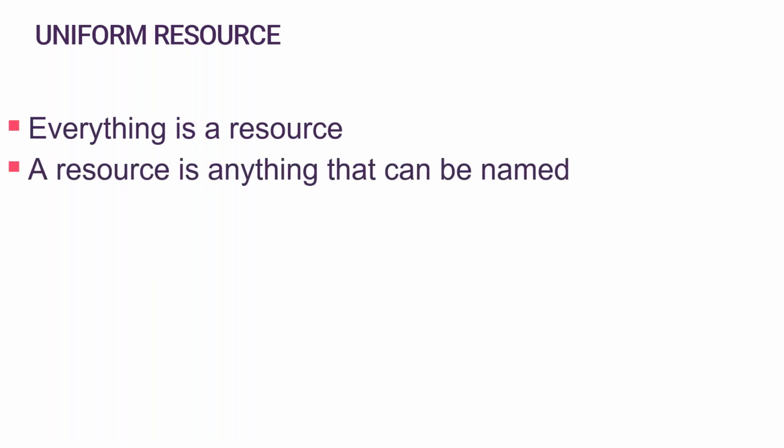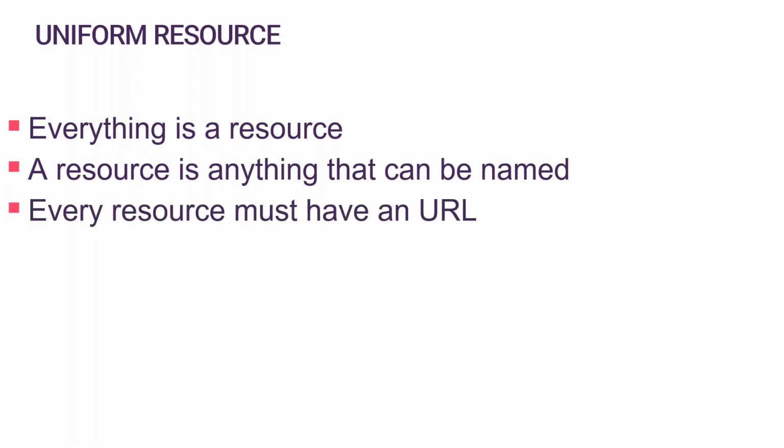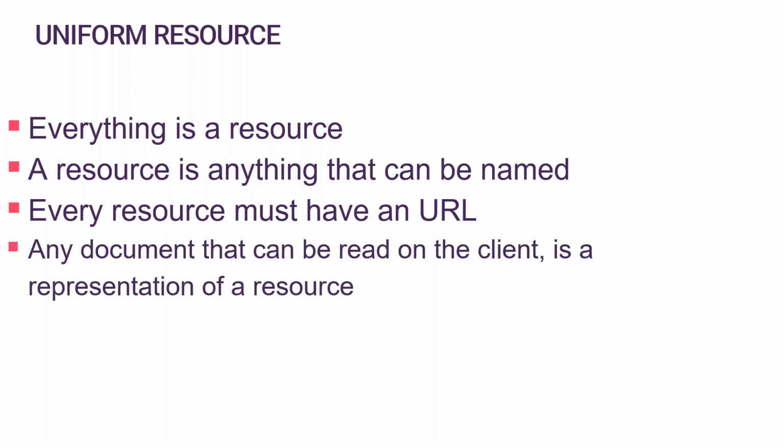Uniform interface says that everything is a resource. And the resource is pretty much everything that can be named and that can have a URL. So a way of identification. A resource can be any document that can be read on the client, being a representation. Anything that can be read on the client can be an HTML page, a string of bytes, or pretty much anything that can be interpreted after it is sent over the network.